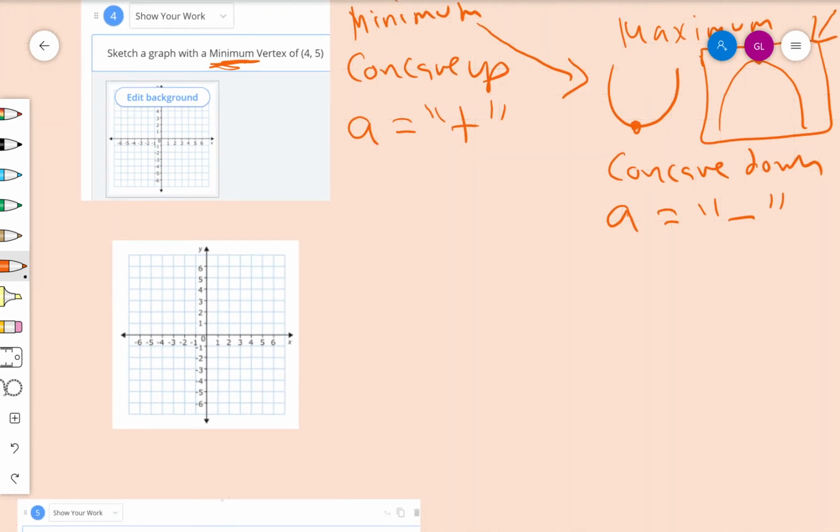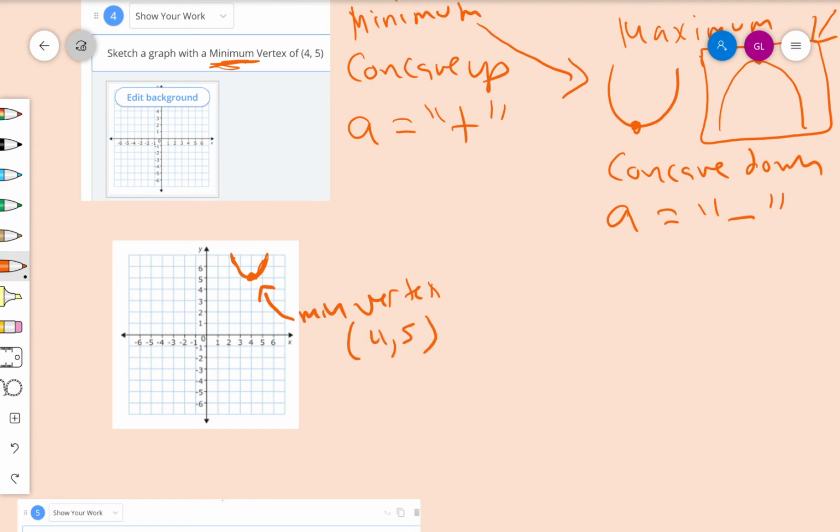So I know that I have a minimum vertex of (4, 5), so I'm going to go 4, 5. And since it's minimum, it means the graph has to be concave up. Now, I didn't give you a lot of space for this, my apology, but either way, we can just draw a little bit of a sketch here. Mine comes out a little nasty, but we're fine. As long as it's concave up with a vertex at (4, 5), we are good to go. And this is a minimum vertex because it is the lowest point on the graph. So it's a minimum vertex at the point (4, 5).